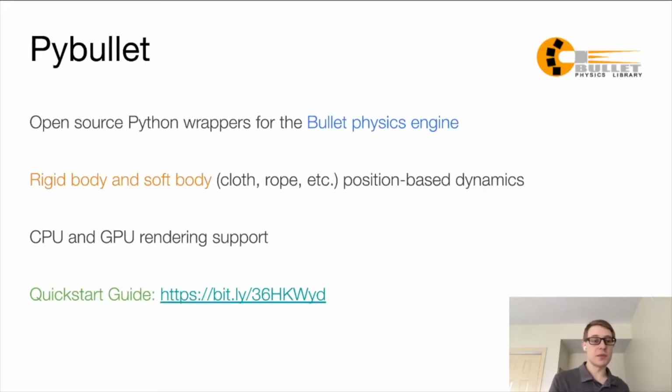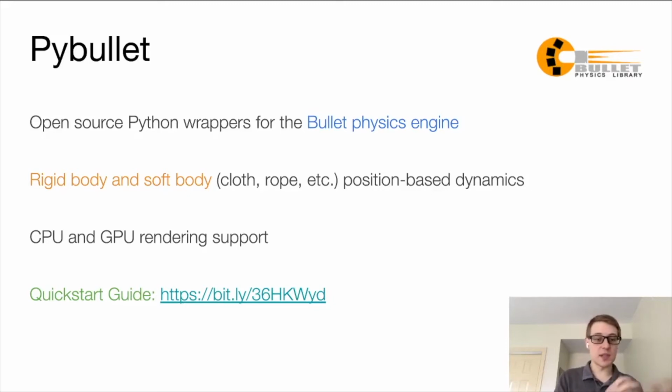So Assistive Gym uses the PyBullet physics engine. This is an open source set of Python wrappers for the Bullet physics engine, which is written in C++. PyBullet includes both rigid body and soft body position-based dynamics. Rigid bodies are things like robots, where you can think of them as made of metal, right? They're connected by joints. And then soft bodies are things like cloth or rope, things that are very deformable. Liquid could be another form of a soft body.